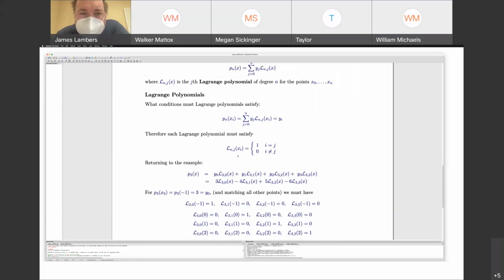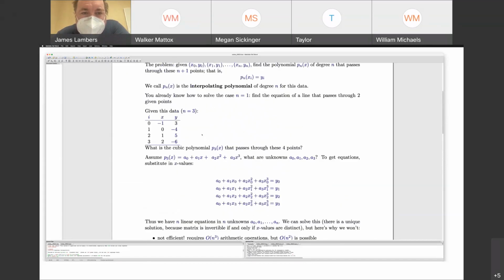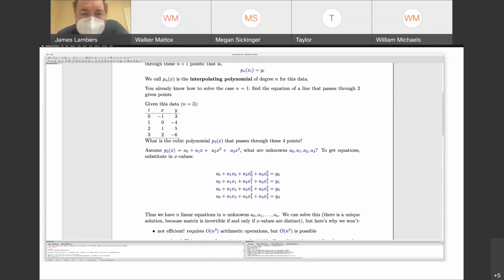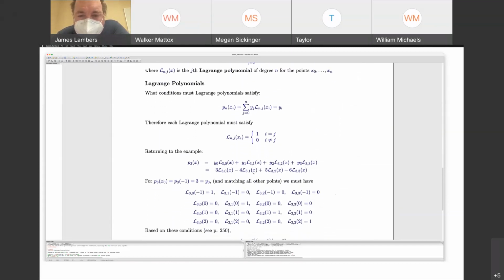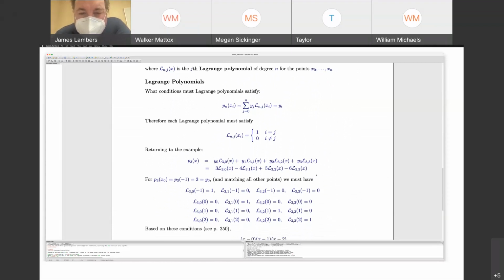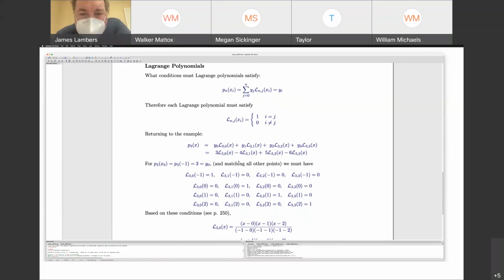So for the example that I gave earlier, with this data, my y values are 3, minus 4, 5, minus 6 for these points, minus 1, 0, 1, 2. So my polynomial that I'm looking for has this form. I've substituted the y values, 3, minus 4, 5, minus 6, as coefficients of the Lagrange polynomials, L30, L31, L32, L33. Now, I'm going to show you how to get the formulas for these four Lagrange polynomials.